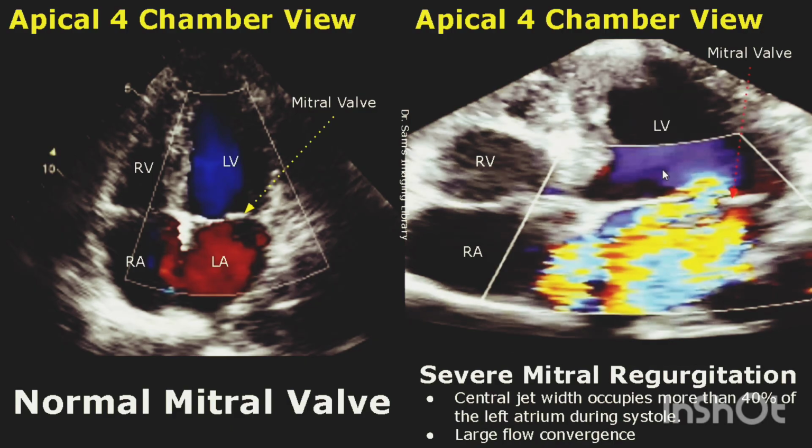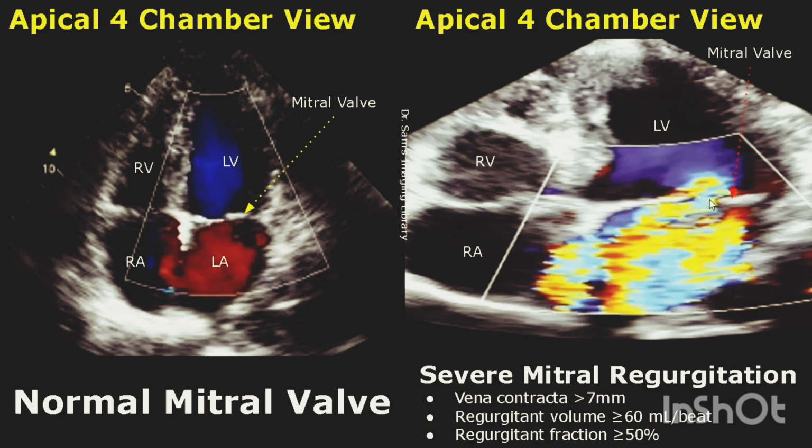In severe regurgitation, the central jet width occupies more than 40% of the left atrium during systole. The entire atrium is filled with turbulent regurgitant jet. A large flow convergence is observed near the mitral valve. The vena contracta measures greater than 7 millimeters. The regurgitant volume is greater than or equal to 60 ml per beat, and the regurgitant fraction is more than or equal to 50%.